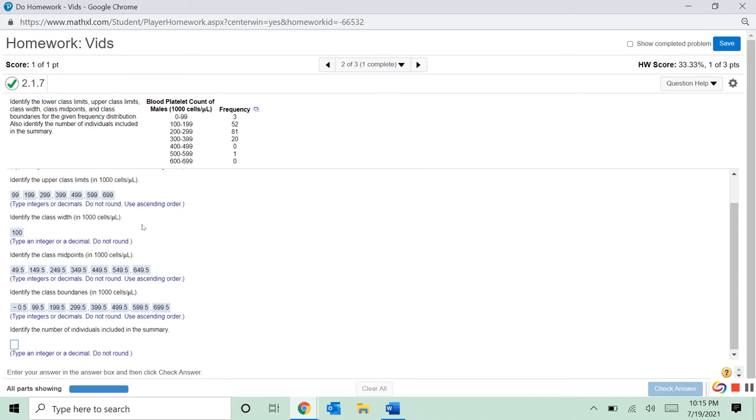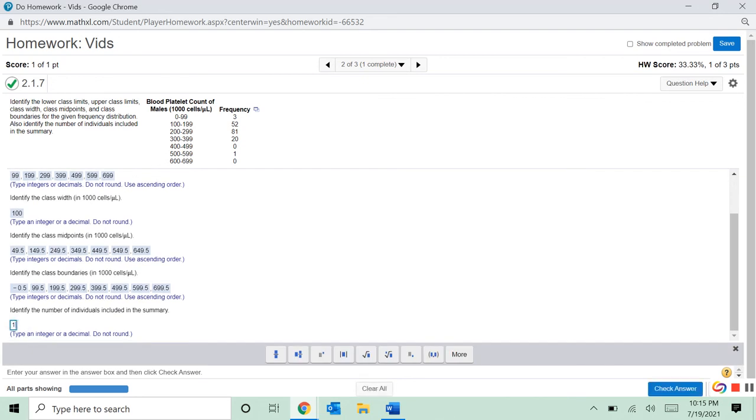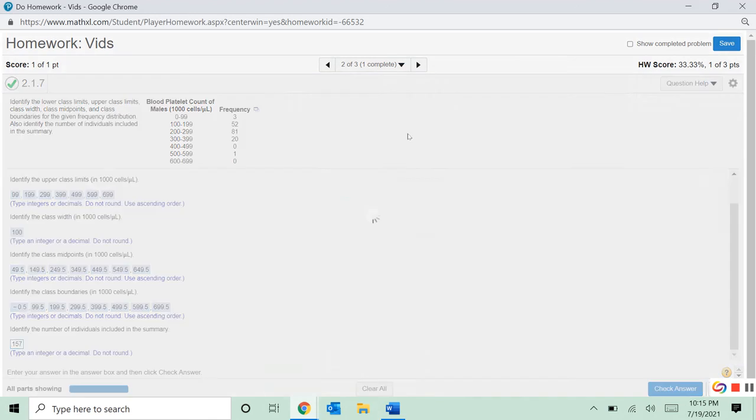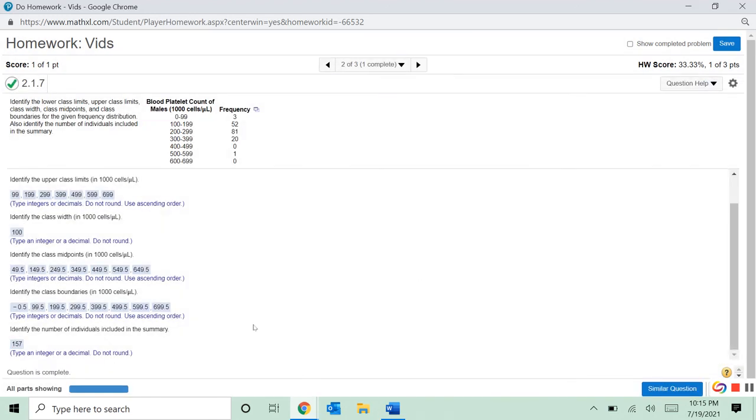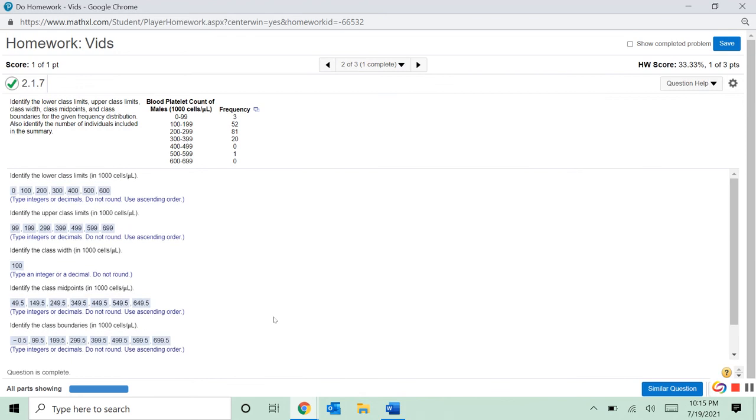Okay, now number of individuals in this survey. This is just asking you to add all these frequencies together. How many are these? So this is 3 plus 52 plus 81 plus 21, because I've got some zeros. So 157 is all the people who are in this survey. And this is always useful because depending on what you're doing, you're going to need that information. So hopefully this helps you go over all these different topics, what they mean, what we use them for, and all that fun stuff. So hopefully this helps you with this section.